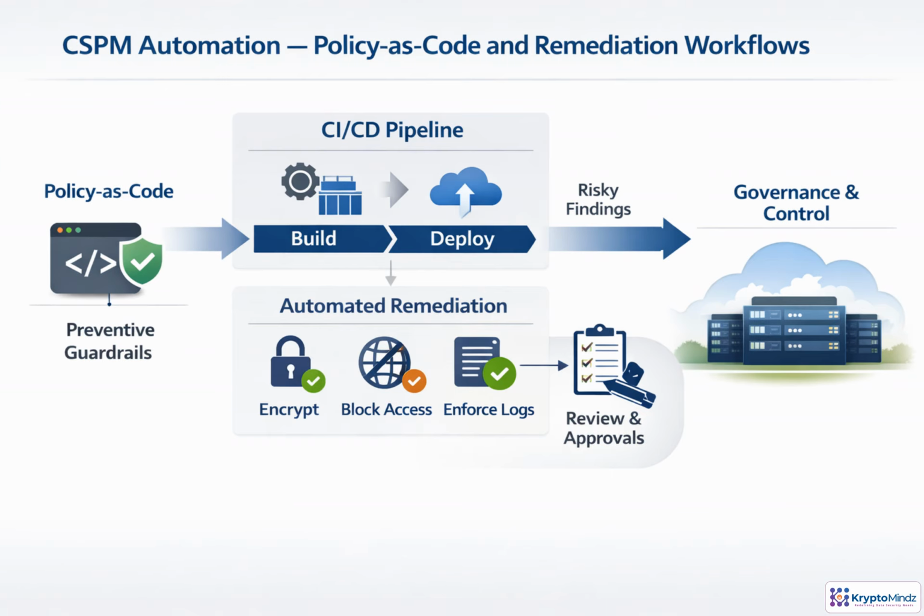At this point, CSPM shifts from reporting problems to driving action. Policies are written as code and tested in the pipeline, so insecure infrastructure can be blocked before deployment. When findings still appear, automation can handle routine fixes: turn on encryption, block public access, enforce logging, and verify the result. Higher risk exceptions should follow a formal path, with approvals, expiration dates, compensating controls, tickets, and SIEM or SOAR visibility.